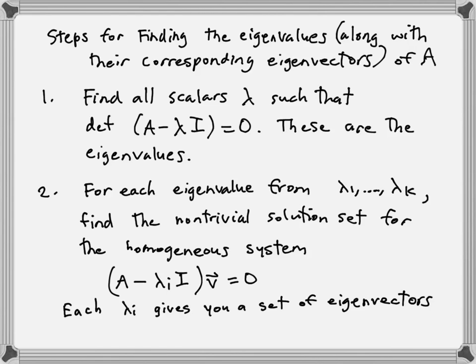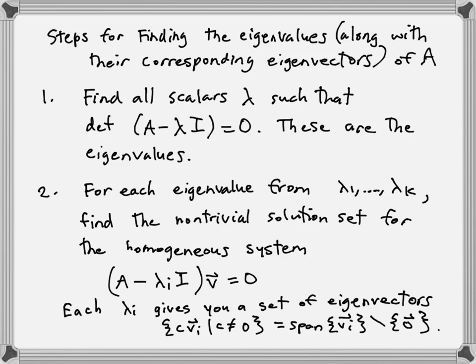You could write it this way. C times VI such that C is not 0, or this is the same as the span of VI, take away the 0 vector. Okay? So this is the process, okay?